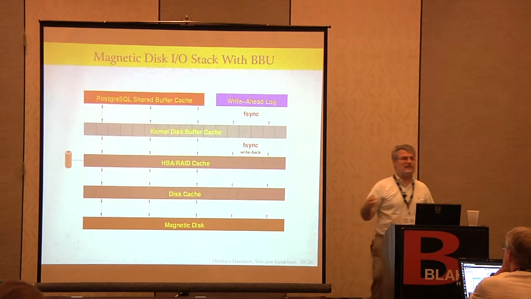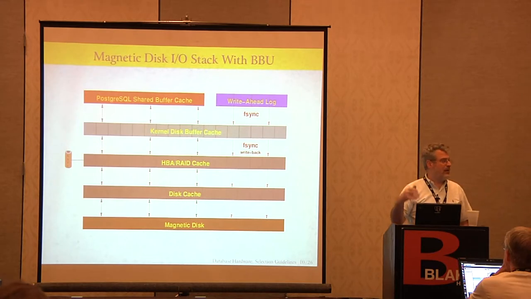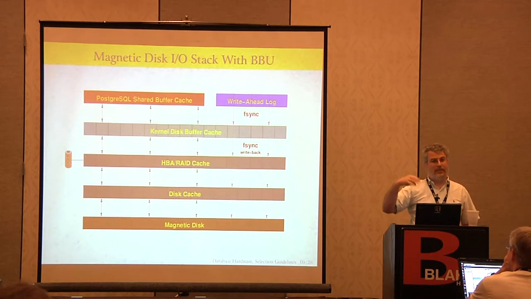Where you really see a difference is things like random reads, okay? Where you're basically randomly pulling stuff off the SSD versus a magnetic disk. That's where you're going to see your big win.